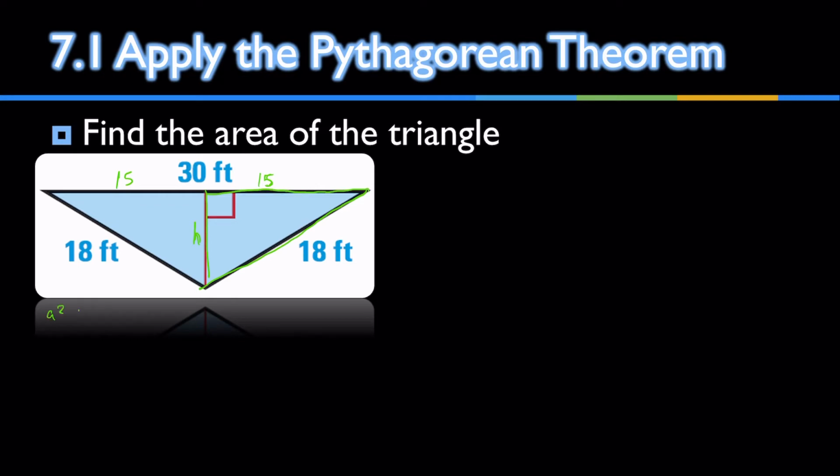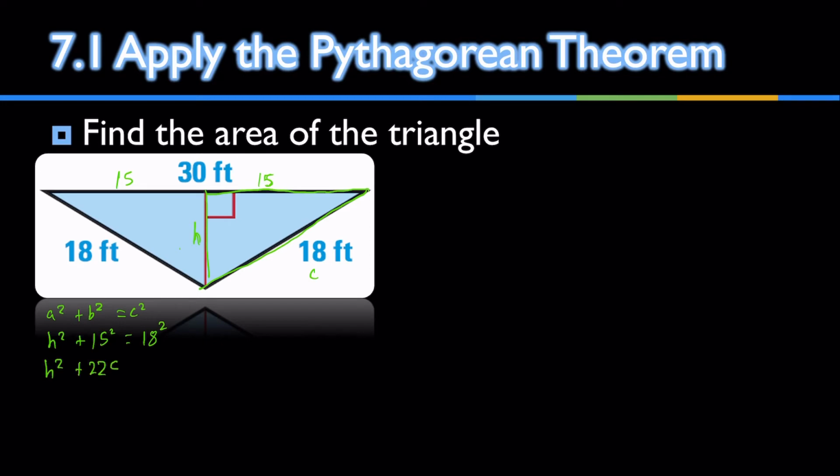So I can say a squared plus b squared equals c squared. The legs are h and 15. The hypotenuse is the 18. So a could be h, b could be 15, and c has to be 18 because it's the hypotenuse.